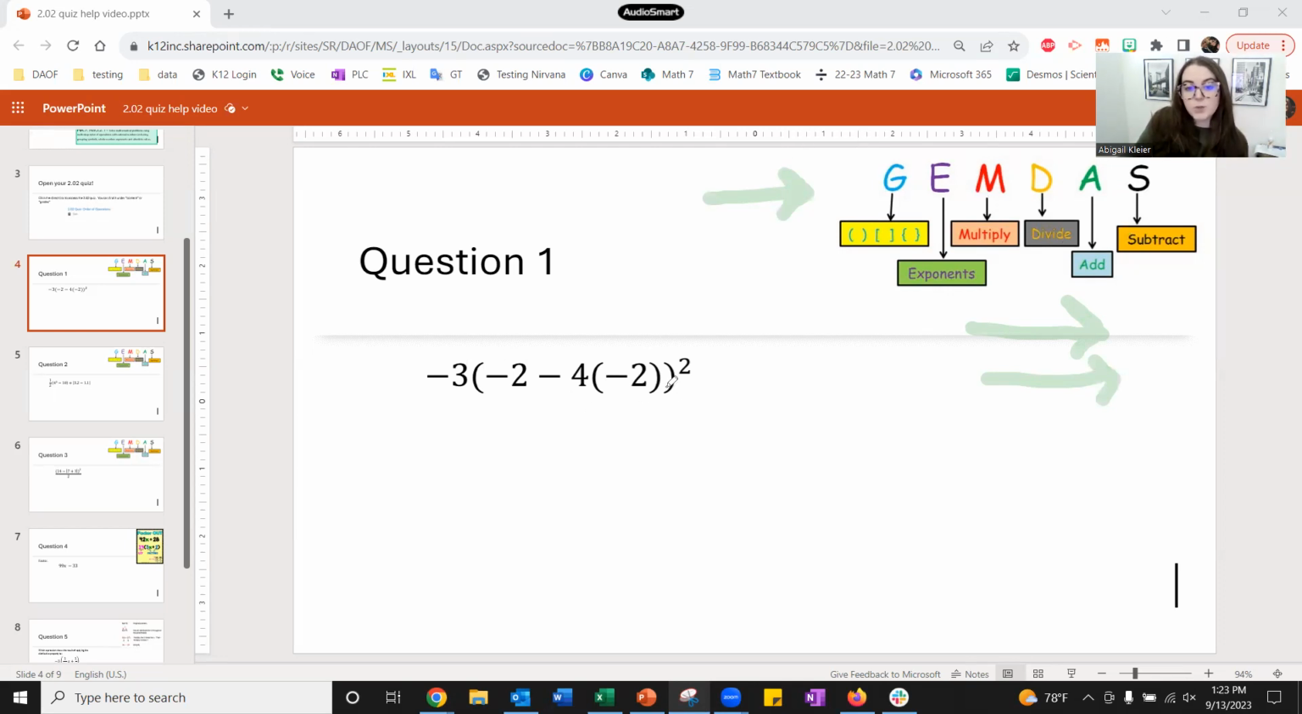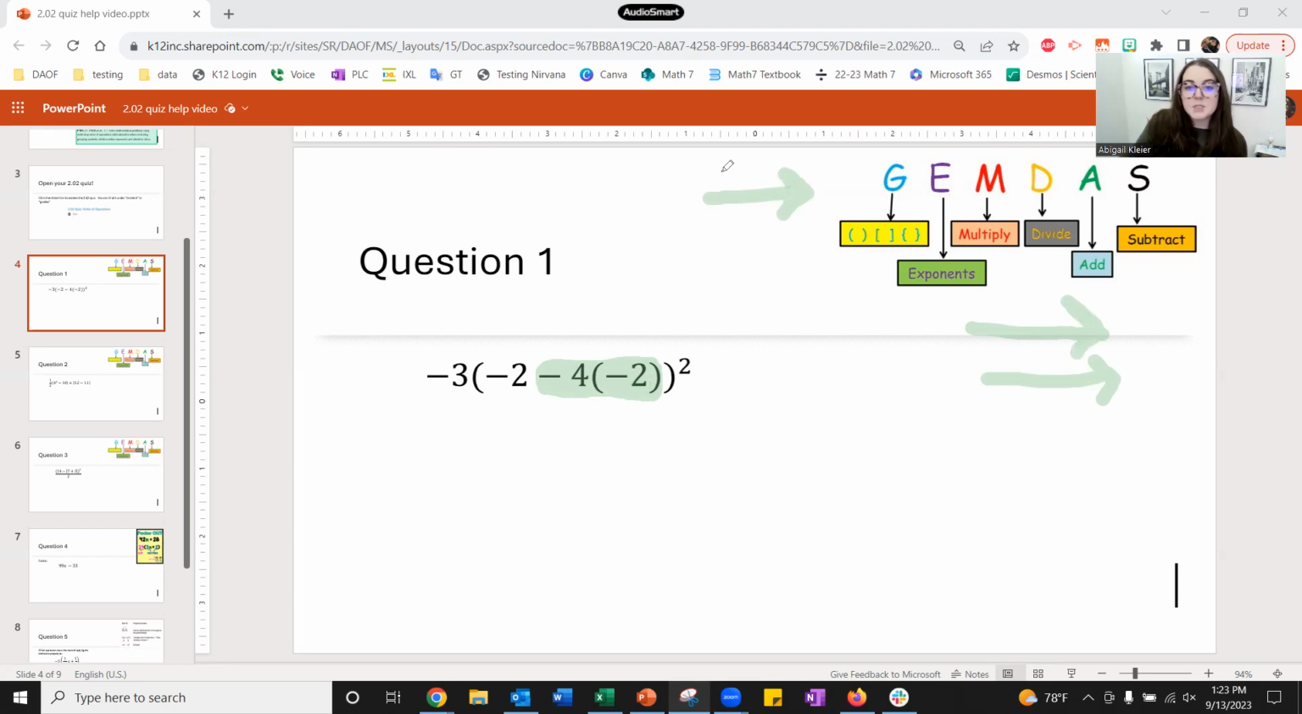The first question here, we do have two pairs of parentheses, but you'll notice that in our first pair of parentheses, there's no operation to solve within those parentheses. So we need to look to see why that has a parentheses around it. We've got -2 minus 4 parentheses -2. So we know that if we have parentheses right up on a number like that, that means multiplication. So this indicates to us that here is our first operation within these parentheses. We have a multiplication problem.